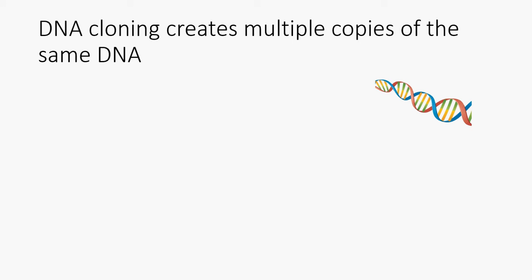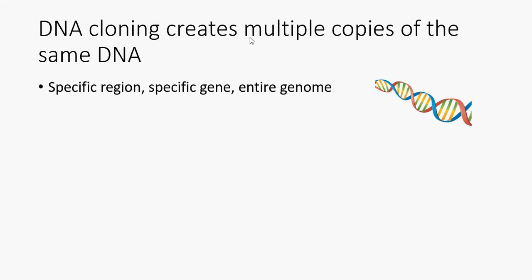Okay. DNA cloning creates multiple copies of the same DNA, and we've already talked about one process in which this happens, which is DNA replication, one of the steps in the central dogma, where we can take a DNA molecule and then make two copies of it.